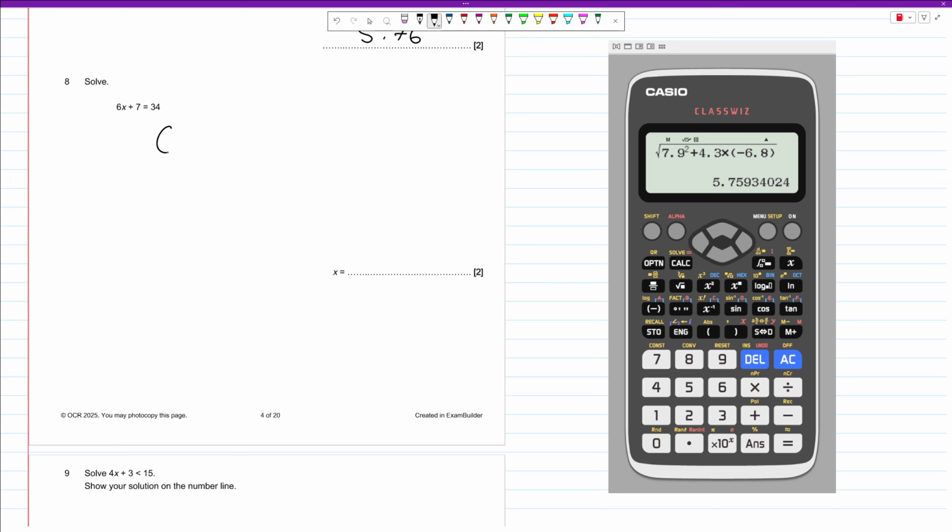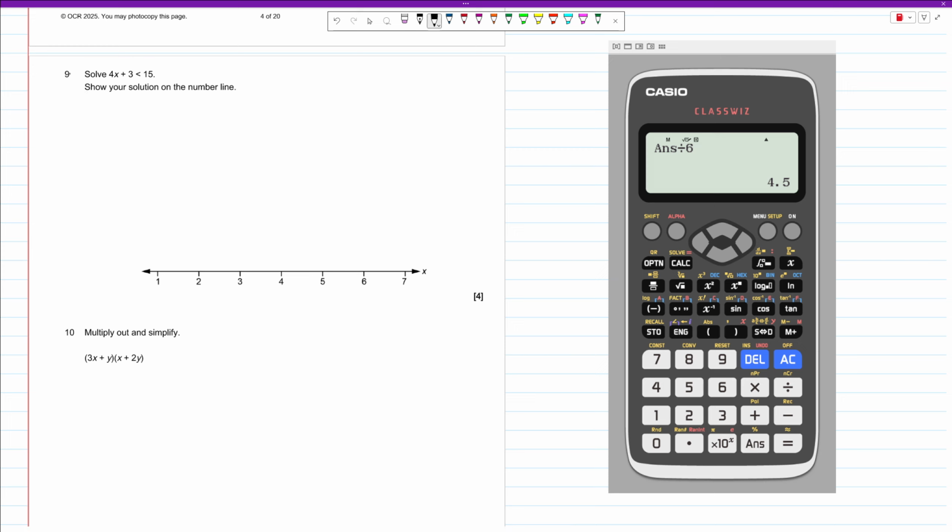Okay, solve this one. 6x plus 7 is 34. I'm going to take away 7 from both sides. 6x is 27, which means that x is going to be 4.5. Let's double check my calculations on the calculator. So 34, take away 7, 27, divided by 6, 4.5. Brilliant.